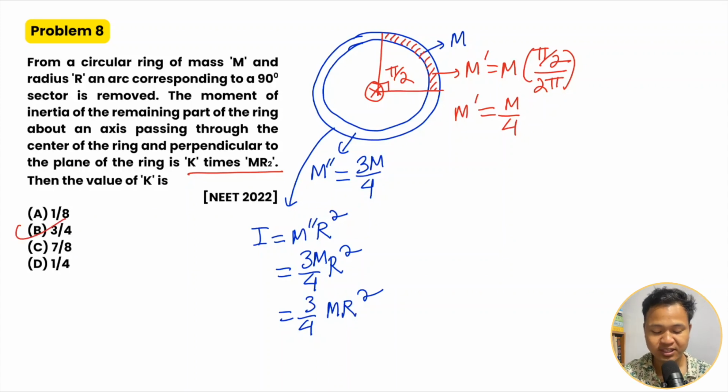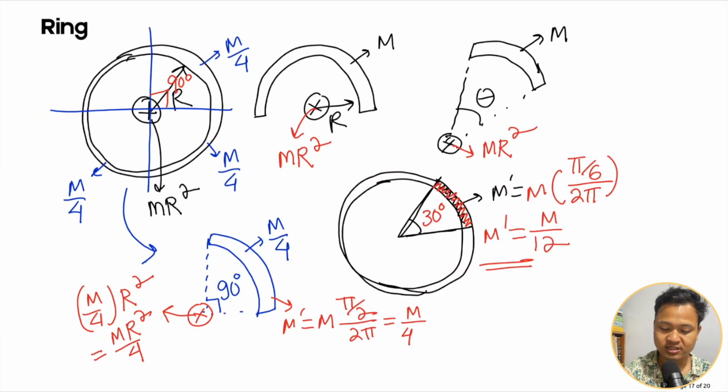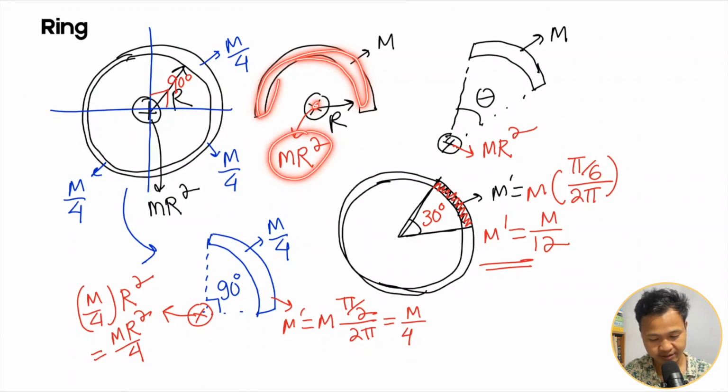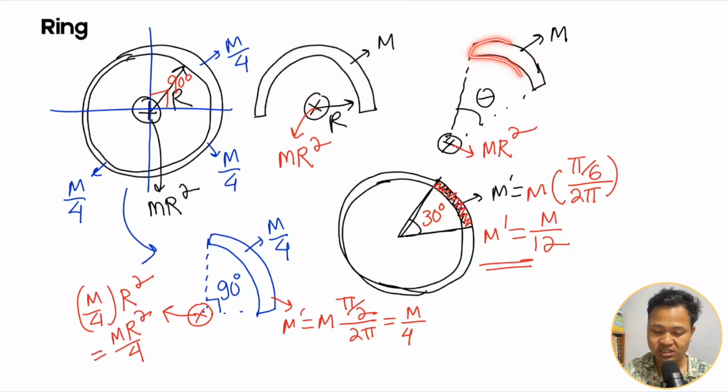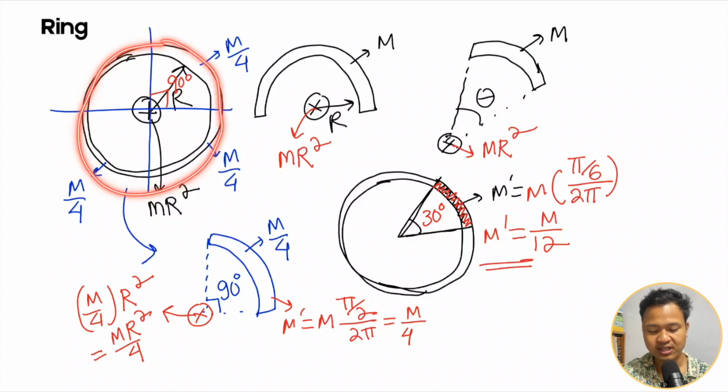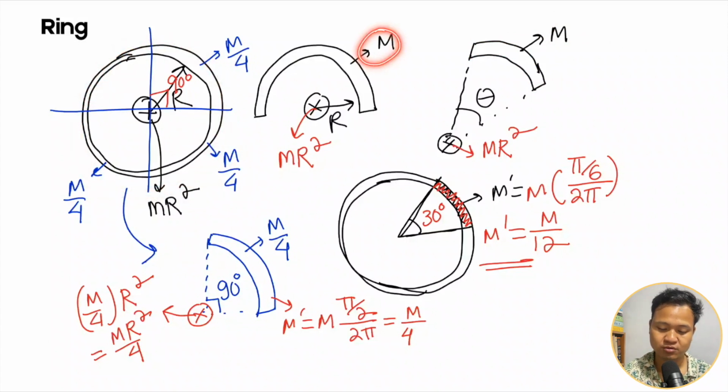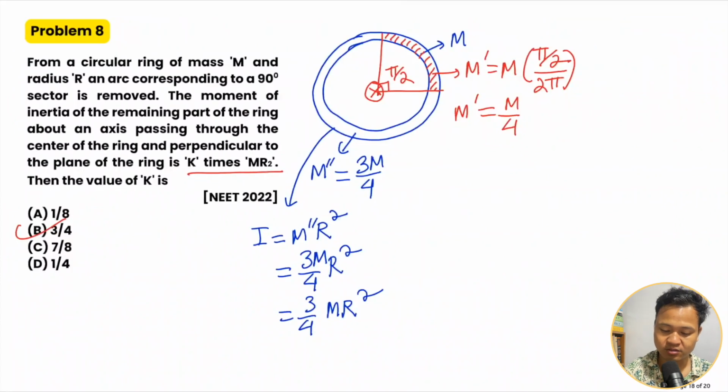Okay, so remember, for a ring, any shape, even a semicircular ring, the moment of inertia about this axis is mr squared. For any section also, the moment of inertia is mr squared. If the total mass of the ring is m, then for a section the mass may be m by 2, maybe m by 4. You put the value of m, and you'll get the answer.